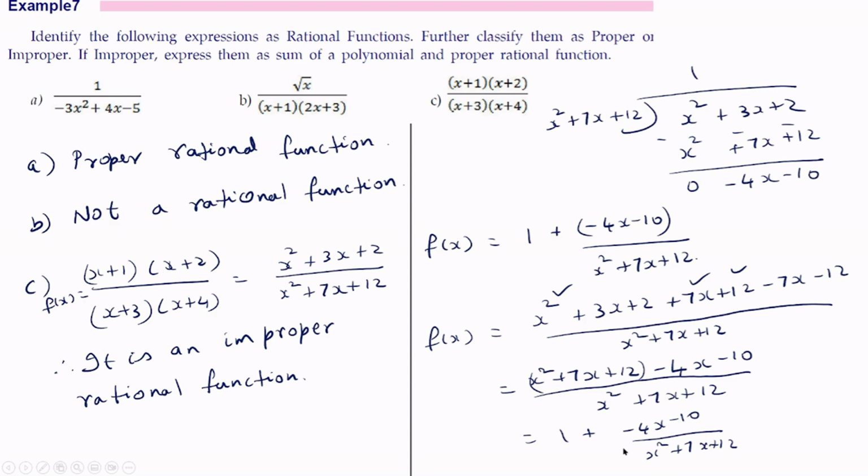So this is another way of writing the given improper rational function as sum of polynomial and a proper rational function. We can do this only when the degrees are equal.